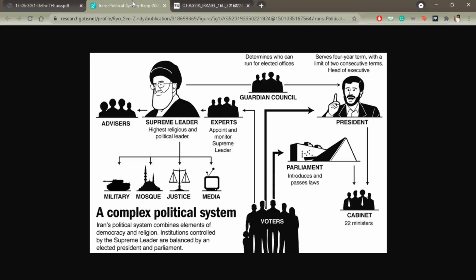So things that you need to note down. Iran's new system has been in place since 1979. In 1979, an Islamic revolution took place in Iran, alright, and a referendum was conducted in the country.